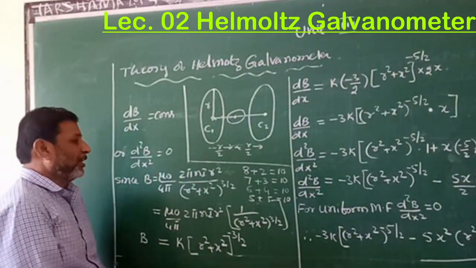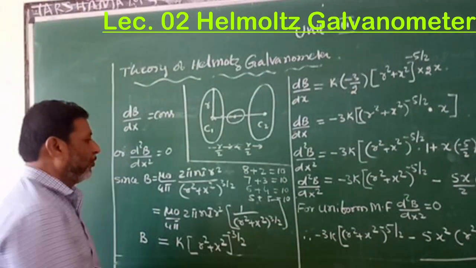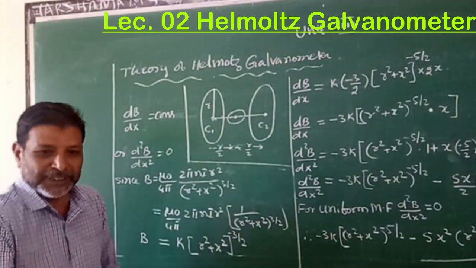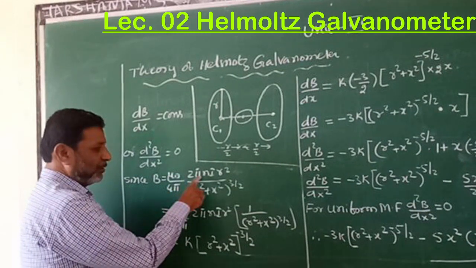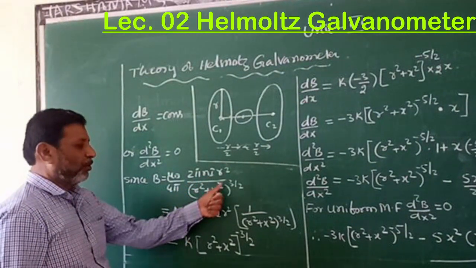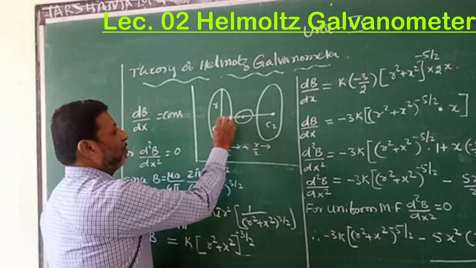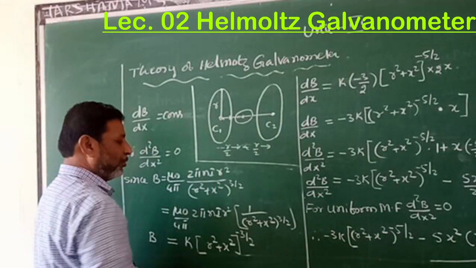Now, as you know, the field at any point on the axis of the circular coil formula is this one. That is, B is equal to mu naught by 4 pi, 2 pi n I r square divided by r square plus x square whole raised to 3 by 2. Then what is this x? It is the distance of the point from the center, this one.